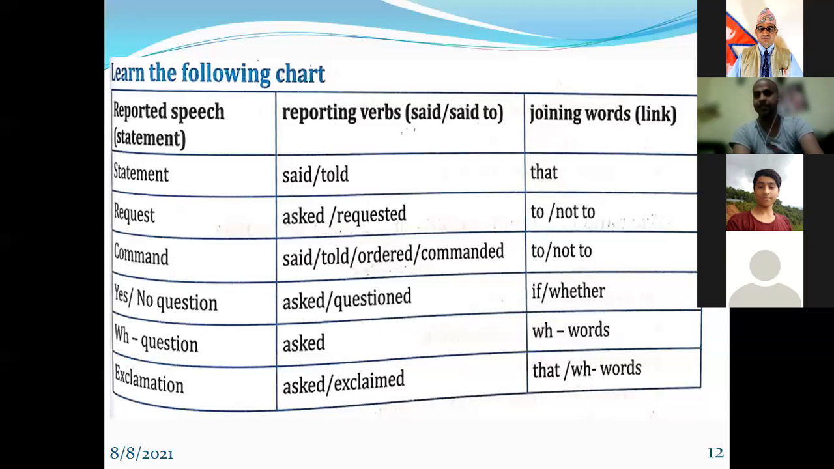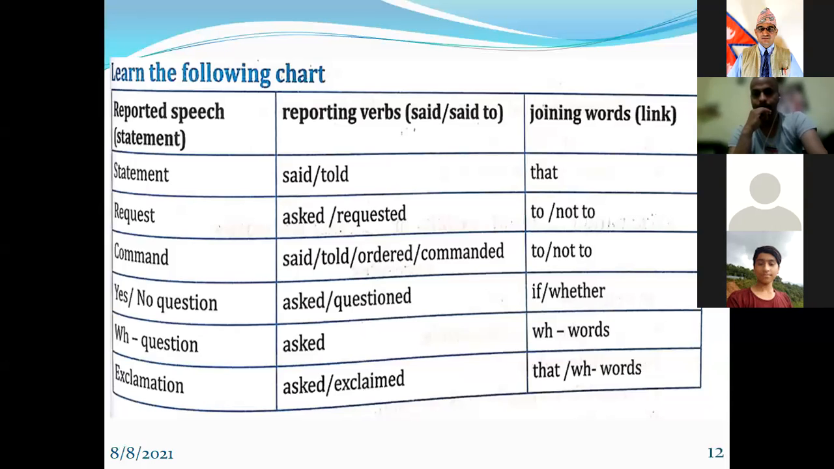Assertive sentence, statement. Request or imperative sentences. In imperative sentences, we can write a lot of reporting verbs. Understood? We can write told, we can write asked. If you find please in your imperative sentence, you should write asked. So when we wish someone in the direct speech and what?